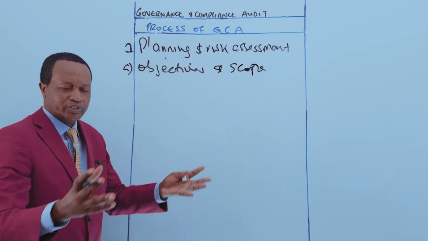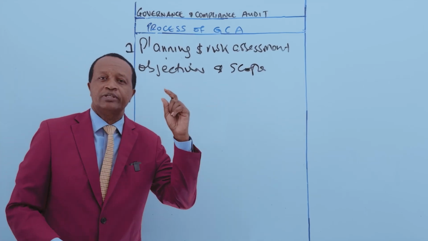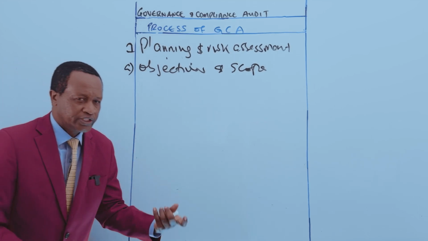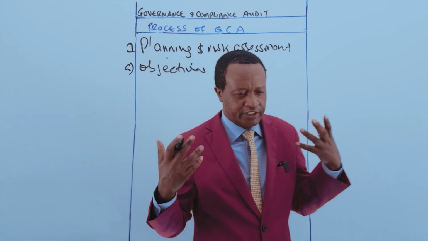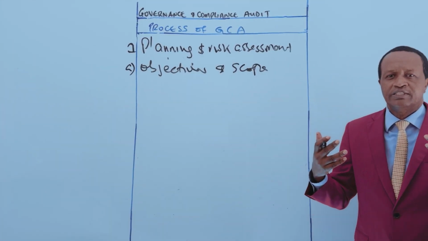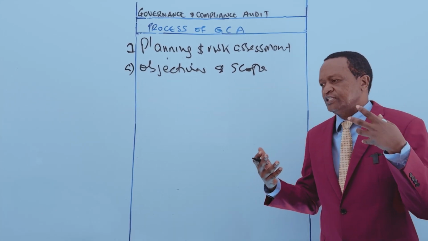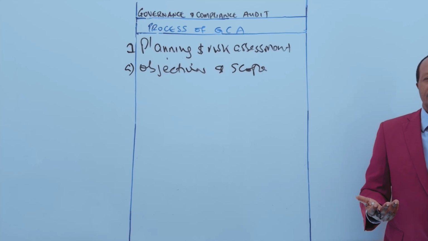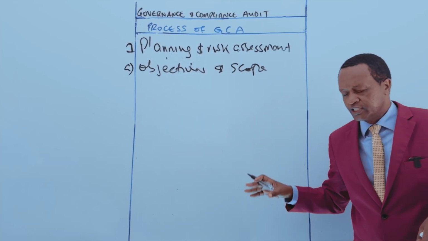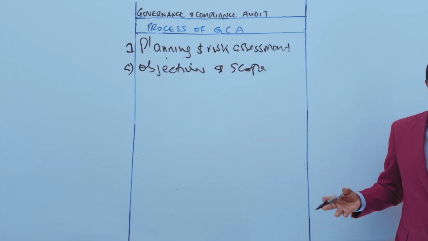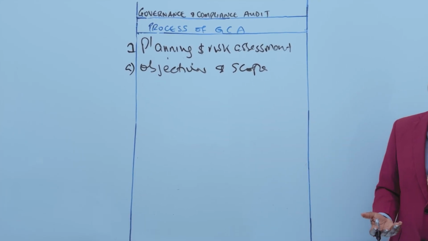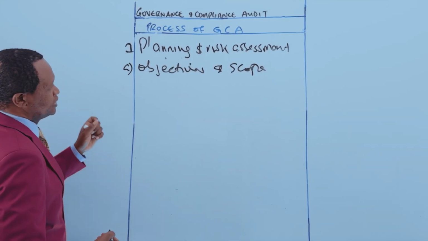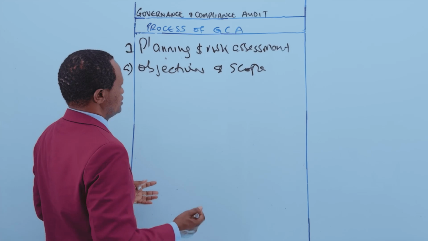Scope means the boundary: what will be audited and what will be omitted. So you have to define the specific areas to be audited, such as the effectiveness of the board, data privacy, anti-corruption policies, and so on. And here, candidates, the focus may be, say, reviewing the board charter and delegation of authority. So first of all, you define the objectives and the scope of the audit.